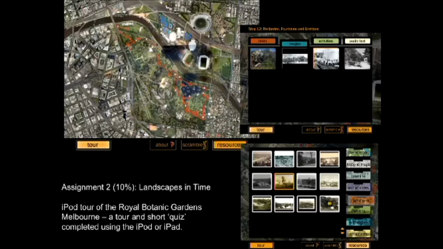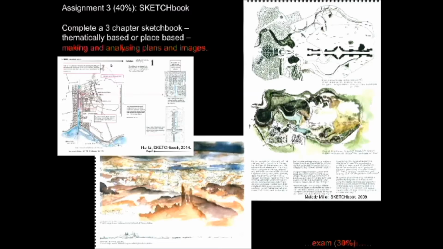You'll go to the Botanic Gardens in Melbourne, and you'll download an app that I've designed in collaboration with a few other people. And you'll complete a 10% assignment out in the field walking through the Botanic Gardens. The main part of the assessment is a sketchbook, which involves analysing a number of gardens by theme or by place and making plans and making images.